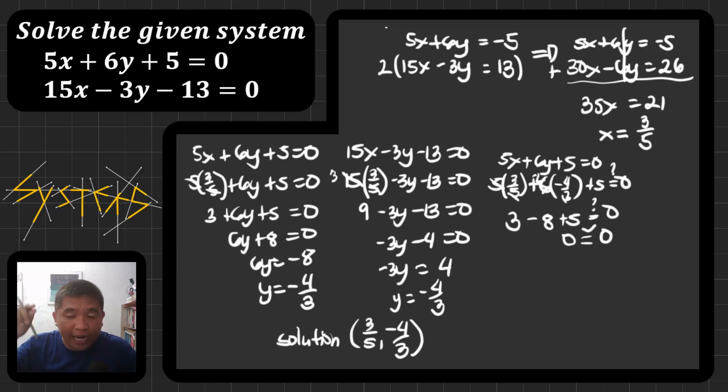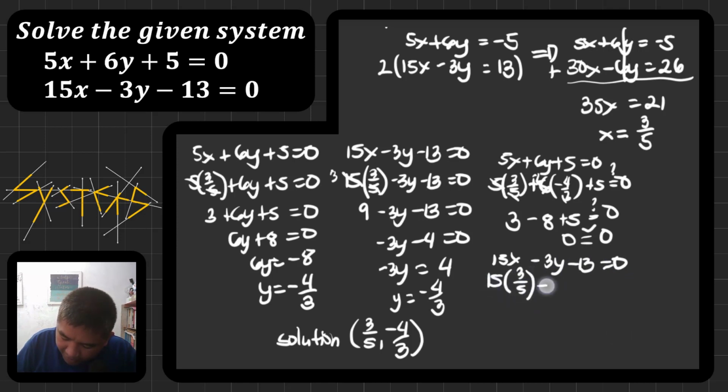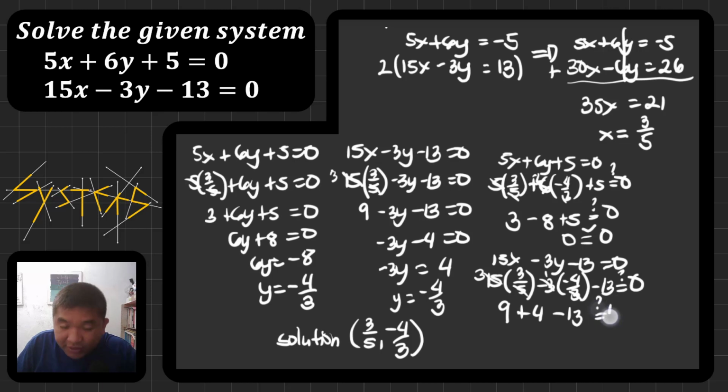Let's push further and see if it satisfies the second equation to really say that our solution is a solution. You have 15x minus 3y minus 13, 0. So 15 times 3/5 minus 3 times negative 4/3 minus 13, question mark 0. Of course, we know that to be 3. So 3 times 3, 9. Here, we know it to be 1, right? But negative 1 times negative 4 is plus 4. Minus 13, question mark 0. And of course, 0 is equal to 0.